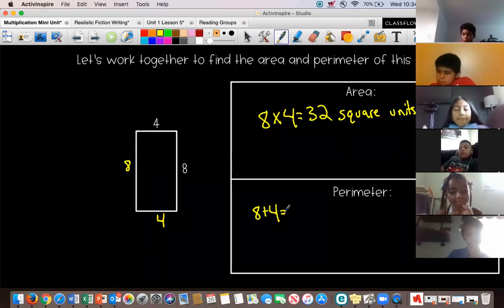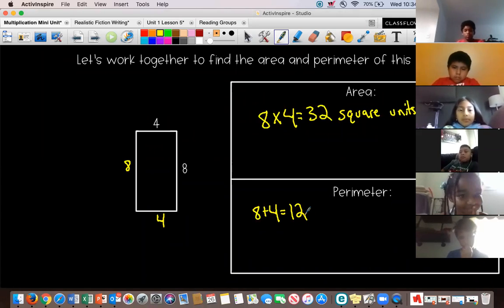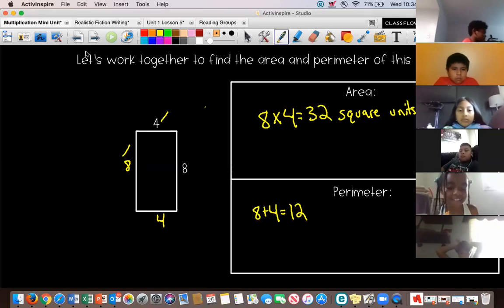So we can go ahead and do what is 8 plus 4? 12. So, Ania, what do we still need to do? If we're looking at this, we've done this 8 and we've done this 4. What do we still need to do? We need to do the other 8 on this side. Yep, the other 8 and the other 4, right? So then we're going to do 8 plus 4 again. So now we've got all 4 sides equals 12.